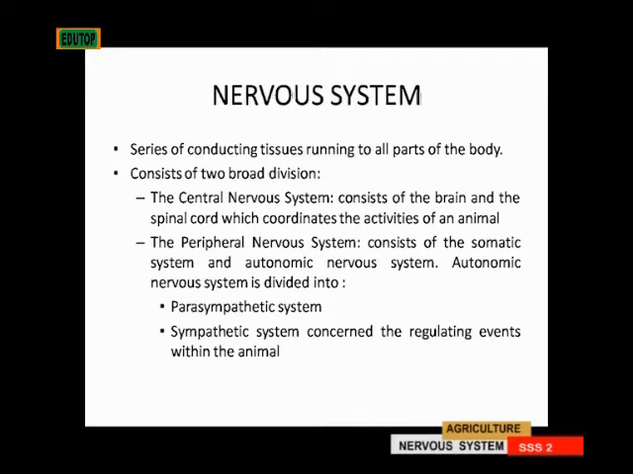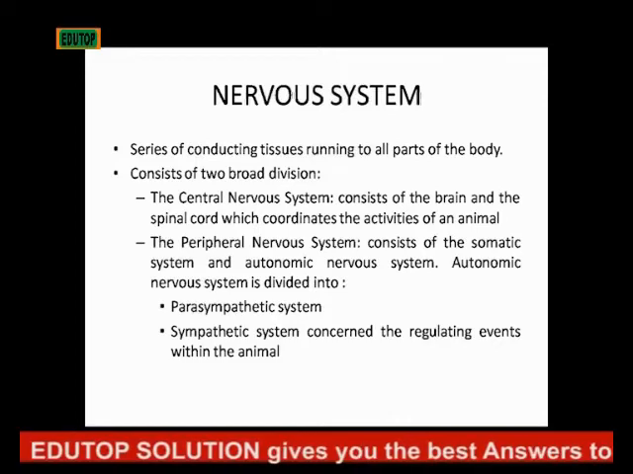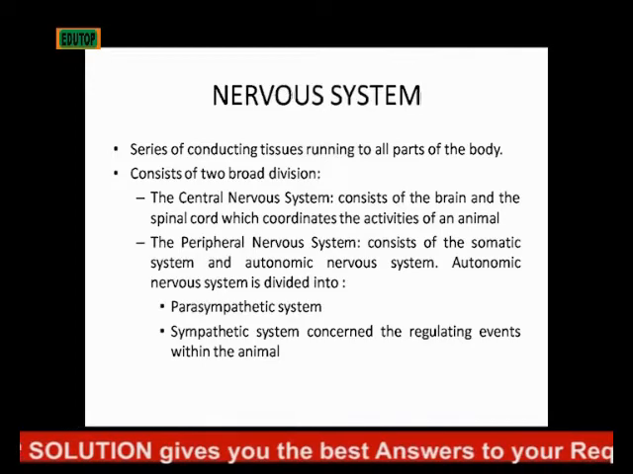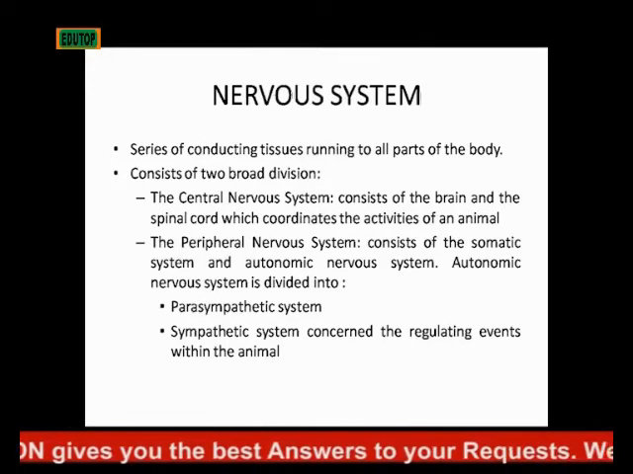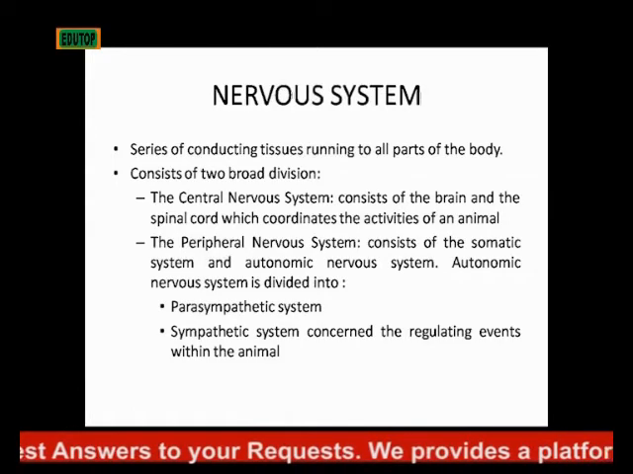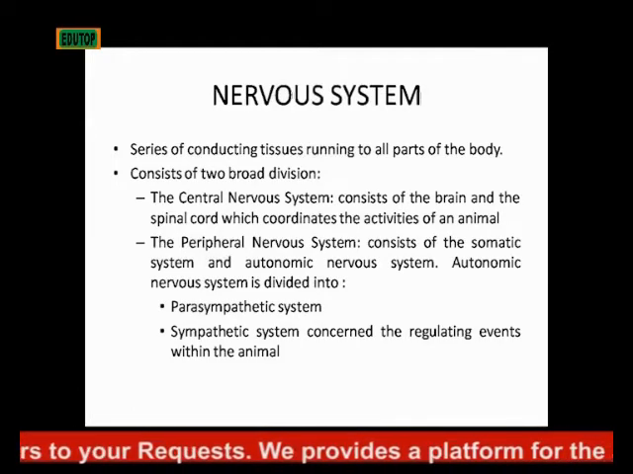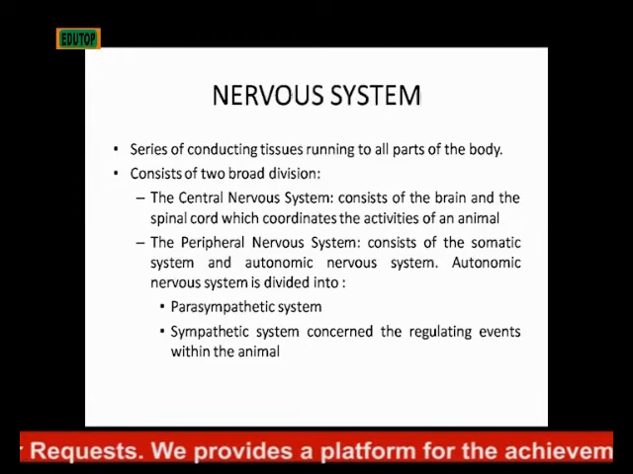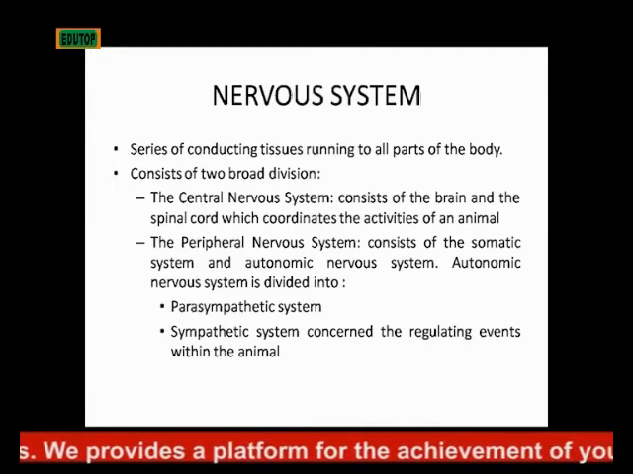Now, the peripheral nervous system consists of the somatic system and the autonomic nervous system. The autonomic nervous system is divided into the parasympathetic system and the sympathetic system, which is concerned with the regulation within the animal. It regulates the events within the animal.